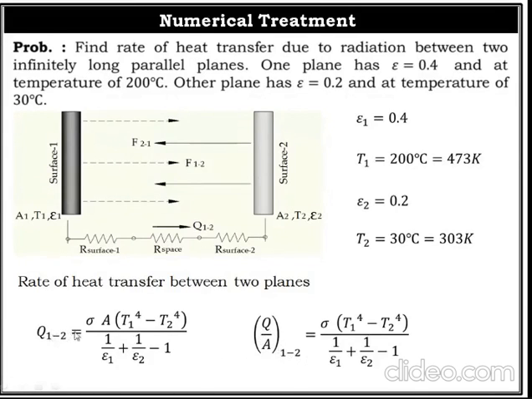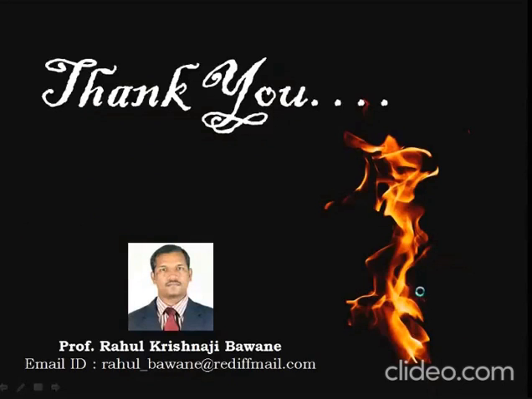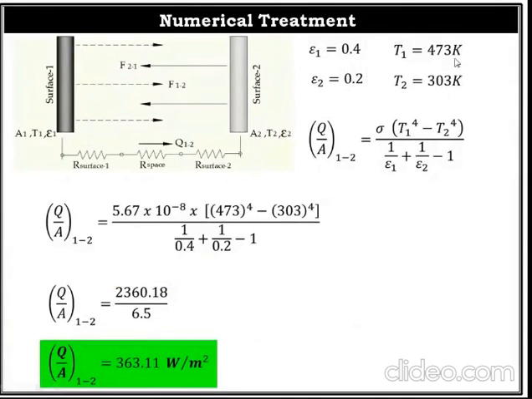Remember, whatever the notation is, that is the direction of heat transfer rate we are calculating. So Q by A 1 to 2 is sigma T1 raised to the power 4 minus T2 raised to the power 4 divided by 1 upon emissivity 1 plus 1 upon emissivity 2 minus 1. So we know the emissivities and temperatures, put in the values. After calculating, we come to know that Q by A, that is the heat transfer rate per unit area from surface 1 to 2, is 363.11 watt per meter square. This will be our answer.